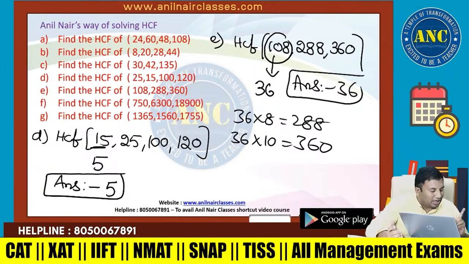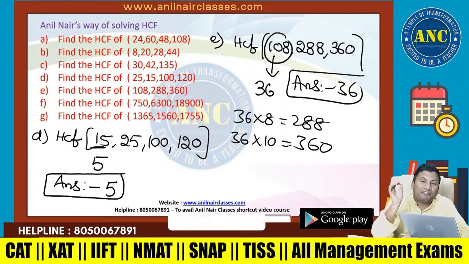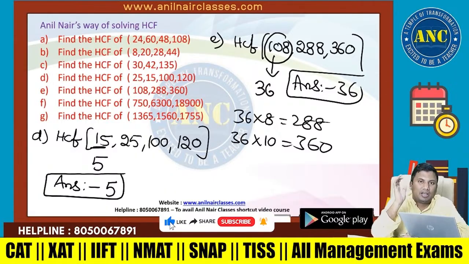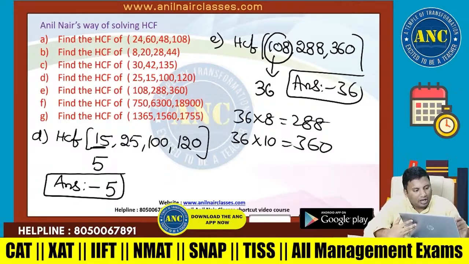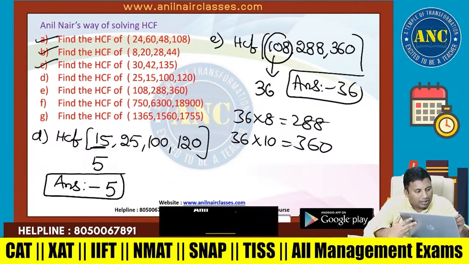Money, you are doing a mistake. If I take 15, 15 should be a factor of every number. Is 42 divisible by 15? No. So 15 is incorrect answer. I hope it is clear. A, B, C, D and E all are out.